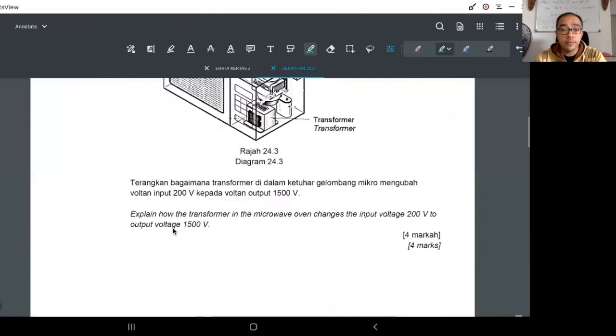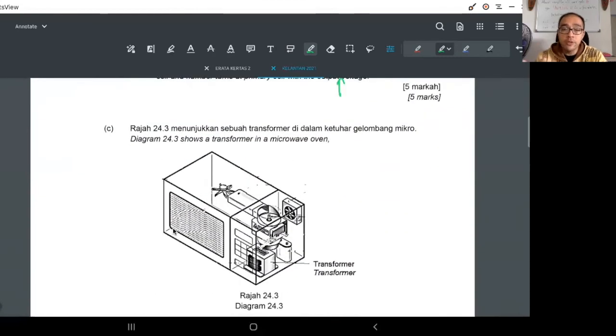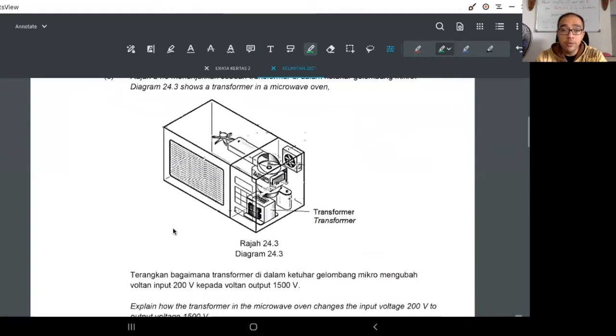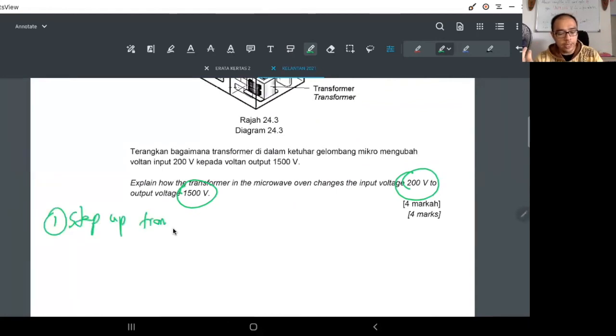Okay. Now explain. Diagram 24.3 shows the transformer in a microwave oven. We see the transformer over here. Explain how the transformer in the microwave oven changes 200 to 1500. Okay, so number one, you need to talk about the fact that it is a step-up transformer. The words step-up transformer have to be there.